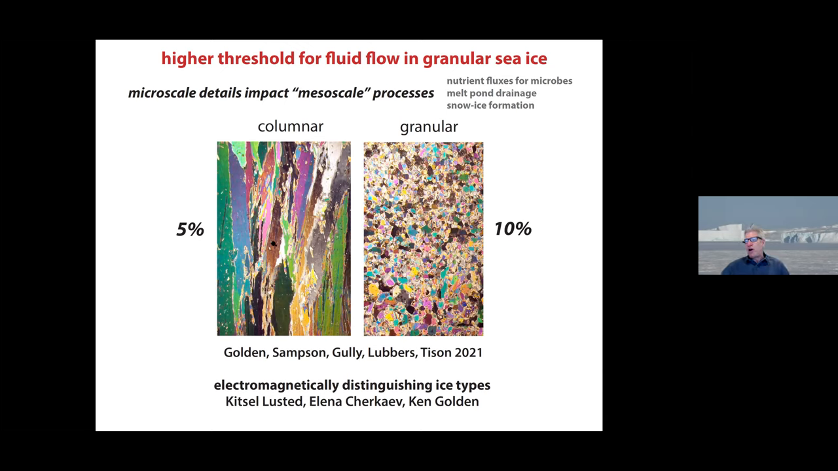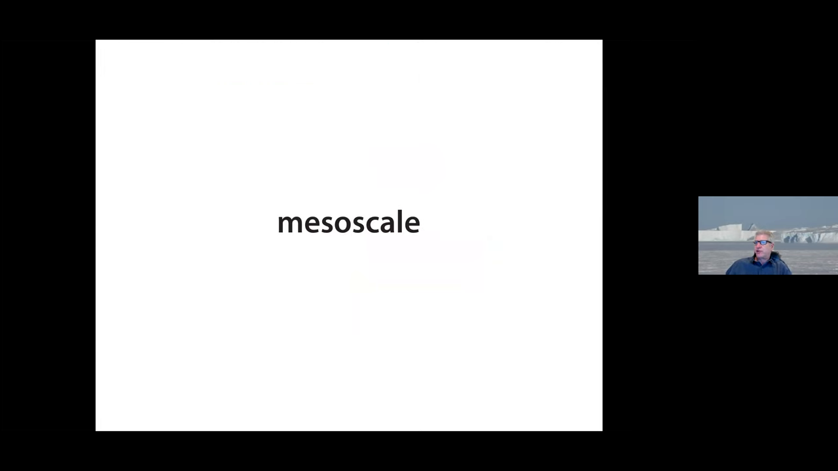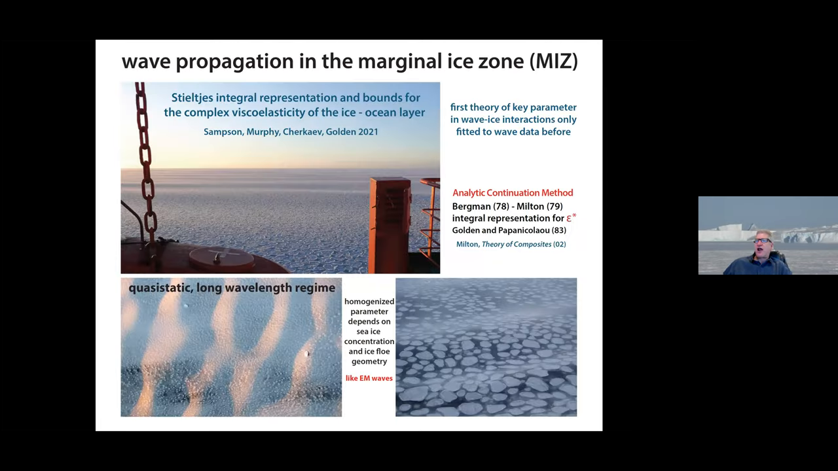This is a paper we're working on that hadn't been finished for about 8 years or something, but we're finally getting to it. And that is the 5% threshold in columnar sea ice, but then say a 10%, a much higher threshold, in more granular microstructure. Okay, from the mesoscale, we're very interested in waves propagating through this composite structure.